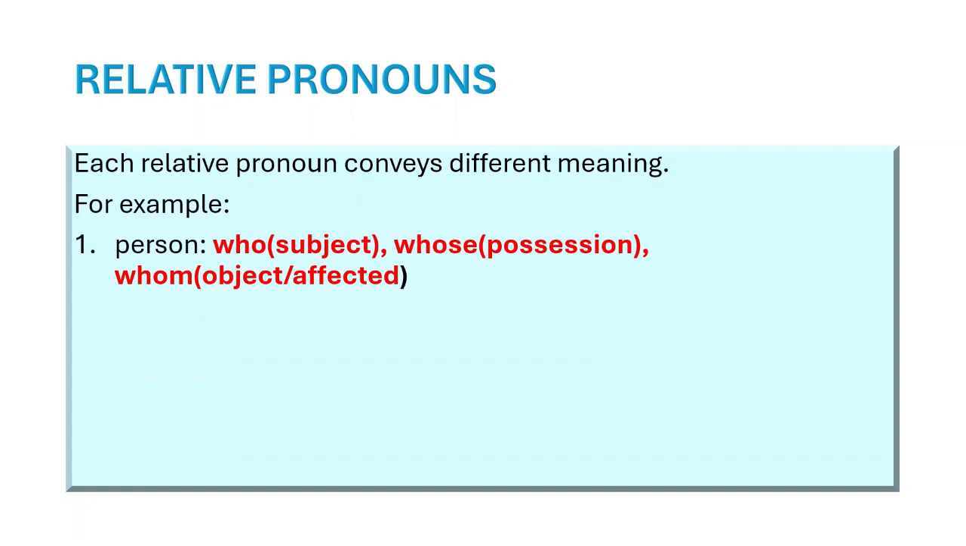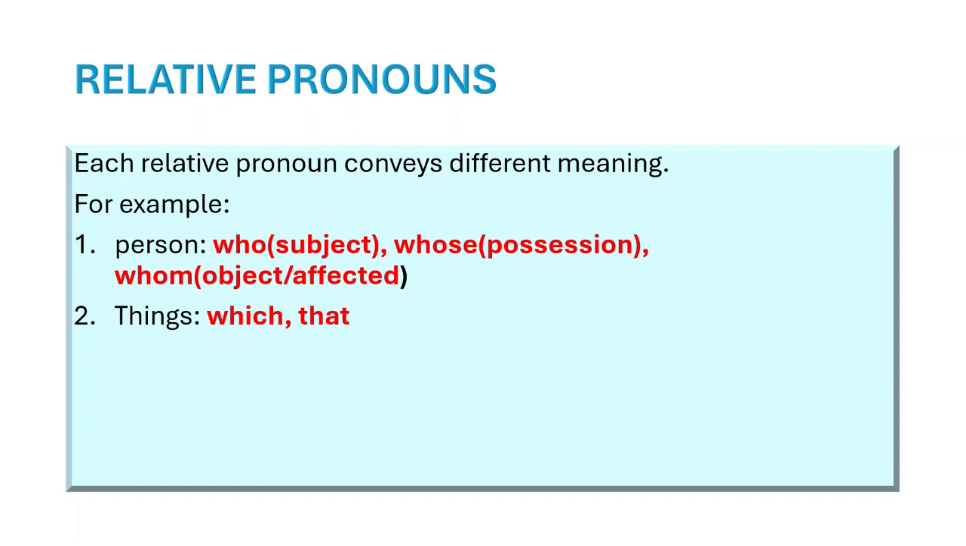On the other side, you have whose. Whose shows possession. Possession means the owner of something. And whom refers to the object of the verb. An object is someone or something which is affected by the action of the verb. So whom must be preceded by the subject. Yes, we shall see some examples soon.